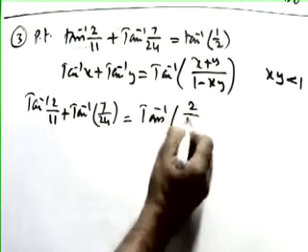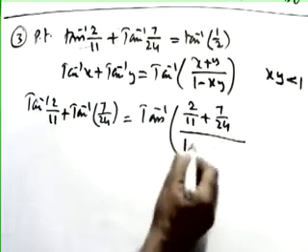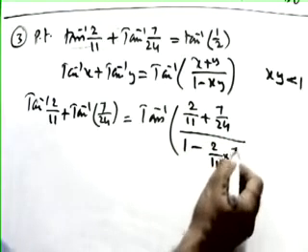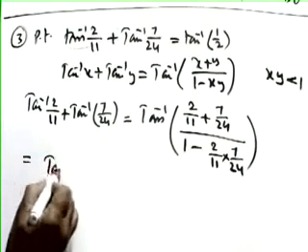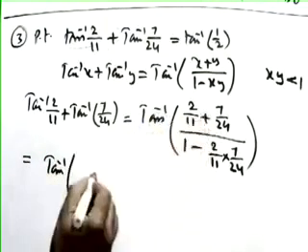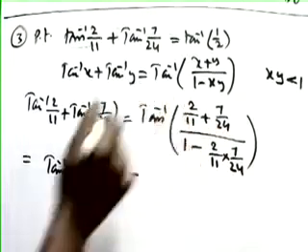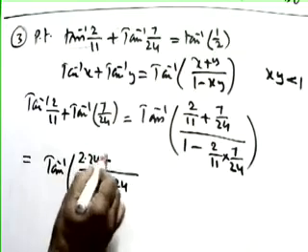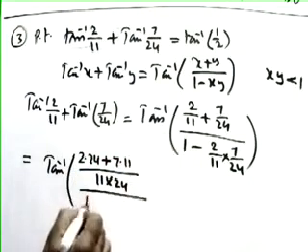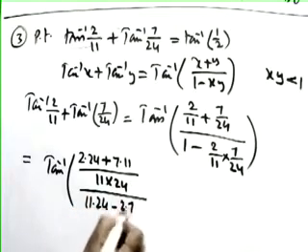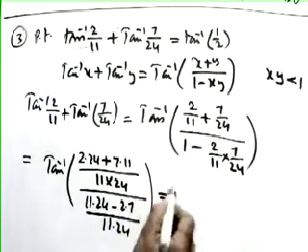So what is x here? In place of x you have 2 by 11 plus, in place of y you have 7 by 24. Now 1 minus 2 by 11 into 7 by 24. Now let me take LCM here. Tan inverse, if you take LCM, 11 into 24 is the LCM. 24 will be multiplied with 2: 2 into 24 plus 7 into 11. If you take LCM, this will be multiplied with 1: 11 into 24 minus 2 into 7 by 11 into 24.